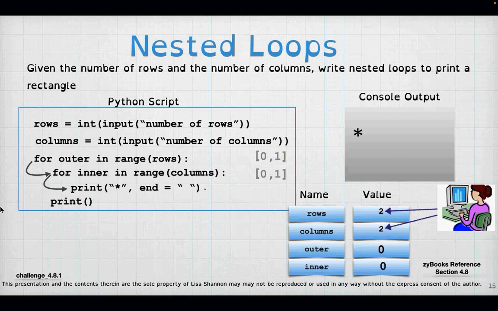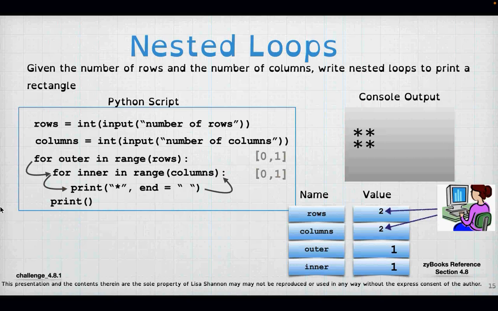So now I'm going to print a star with my end as a space because I don't want a new line. But notice I'm going to the inner loop. I'm not touching that outer loop again. I've just changed inner to 1, and I'm done after that. So now I'm going to print my new line, and I'm going all the way up to the top of the loop. The outer loop, at this point, becomes 1. The inner loop resets. It's like it never ran before. So it starts at 0. It then goes to 1, prints that second star, then goes to the outer print, and it's done.